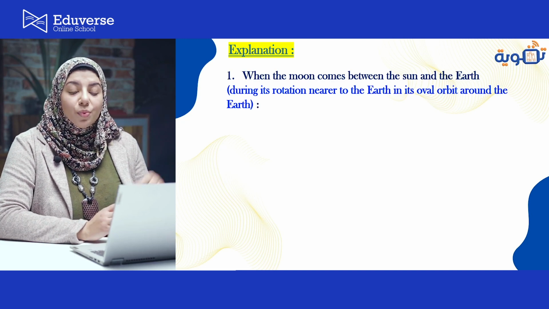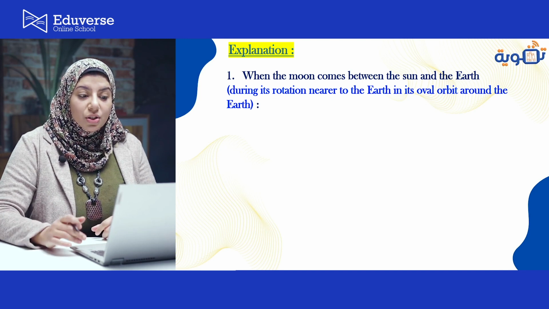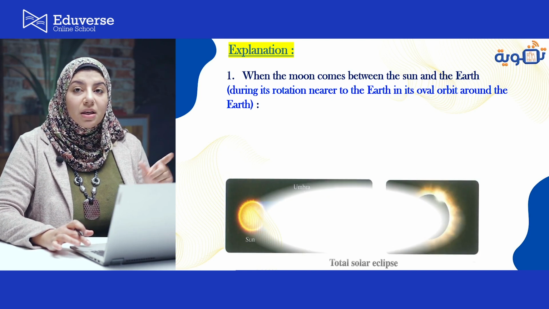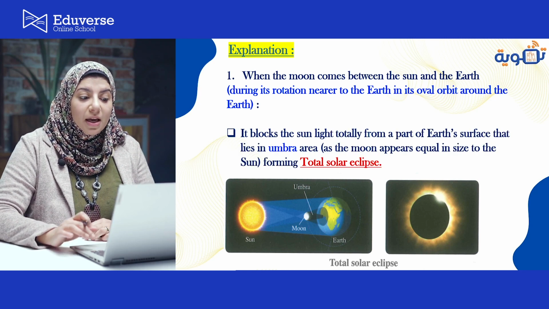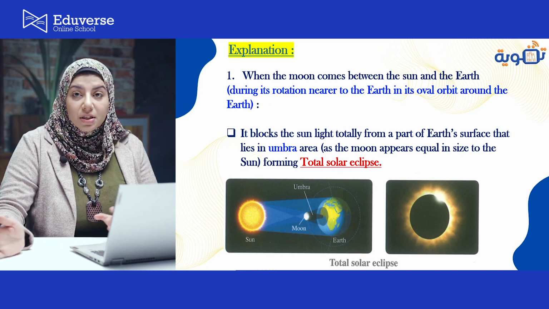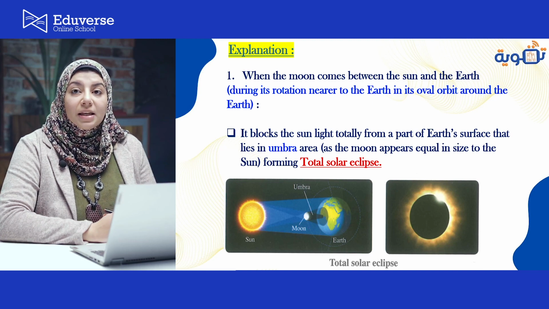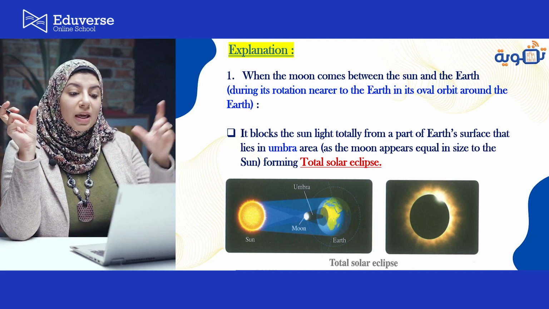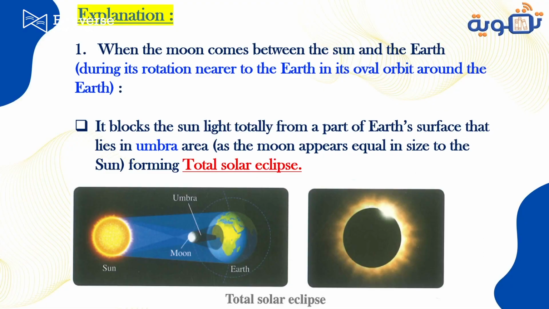Here, in case the moon comes between the sun and the earth during its rotation and it becomes nearer to the earth, what will happen? It will block the sunlight totally from a part of Earth's surface that lies in the umbra area, and here the size of the moon equals the size of the sun. So here we'll observe total solar eclipse.